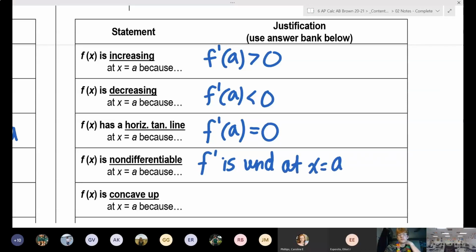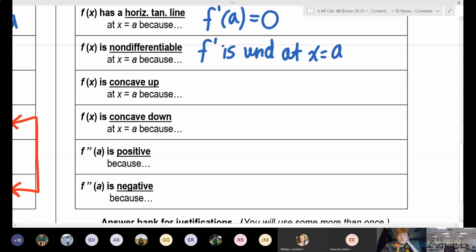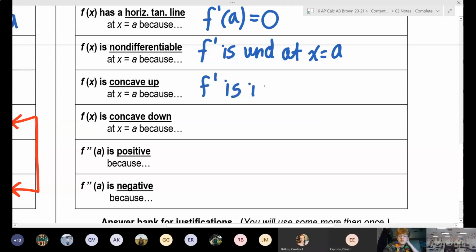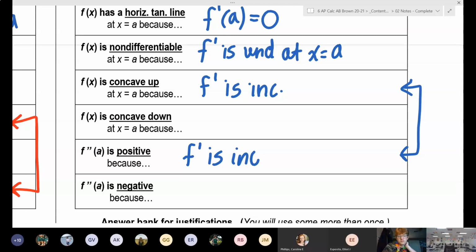And then we can also go back to the concavity ones, where if students make a mistake, it's often when they're trying to justify some concavity. So different things you can do: we can say that f is concave up. We know f is concave up when f prime is increasing. We can also link this to where the second derivative is positive. So those two are also linked together. F prime is increasing means the function is concave up, which means the second derivative is positive.